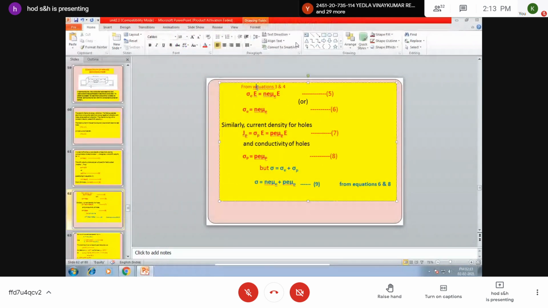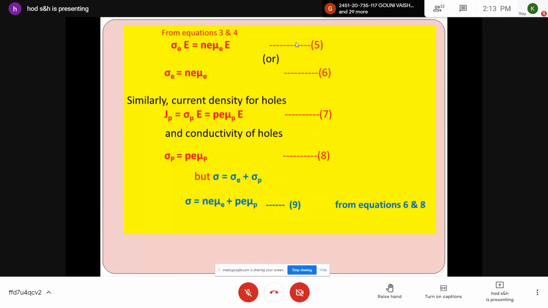So from equations 3 and 4, sigma E is equal to Ne mu E, or sigma is equal to Ne mu E. This is equation 6.